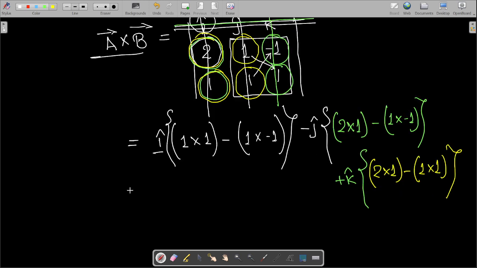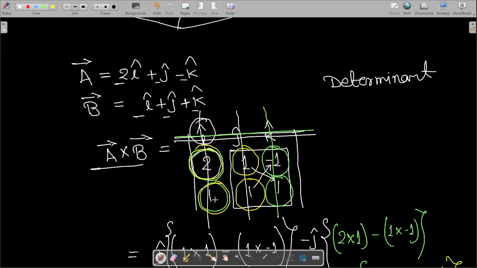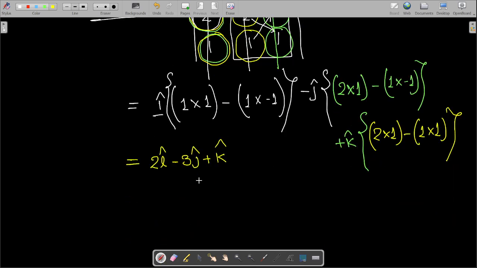After doing this, what will you get? You will get 2 i cap minus 3 j cap and plus k cap. As I told you earlier, cross product is a vector multiplication. So here you got a vector as the product. Okay, understood? Please respond, guys.